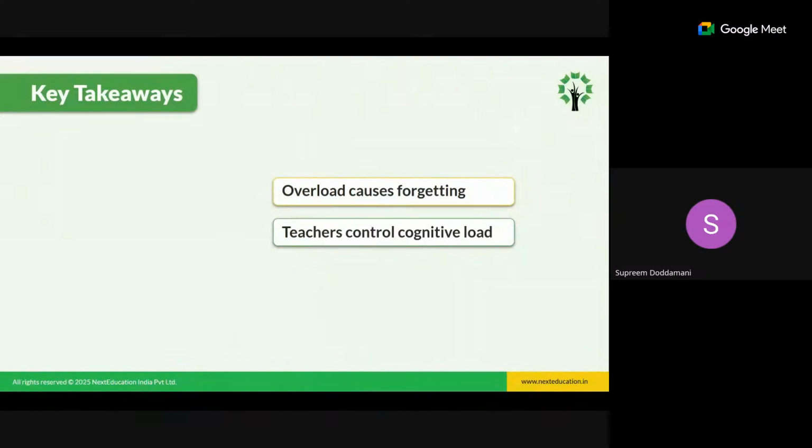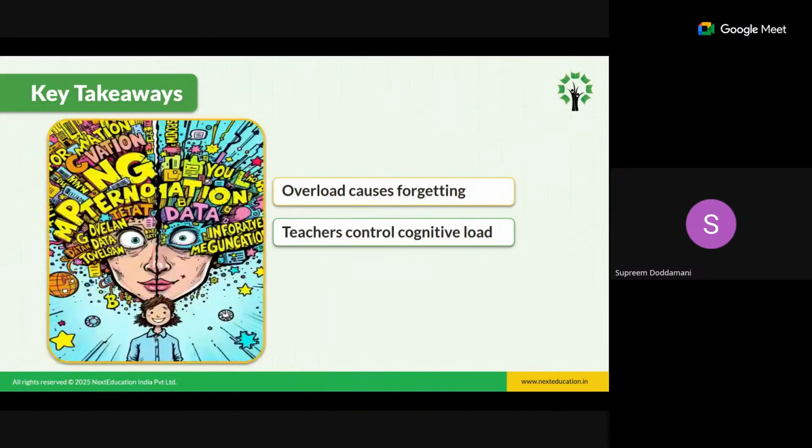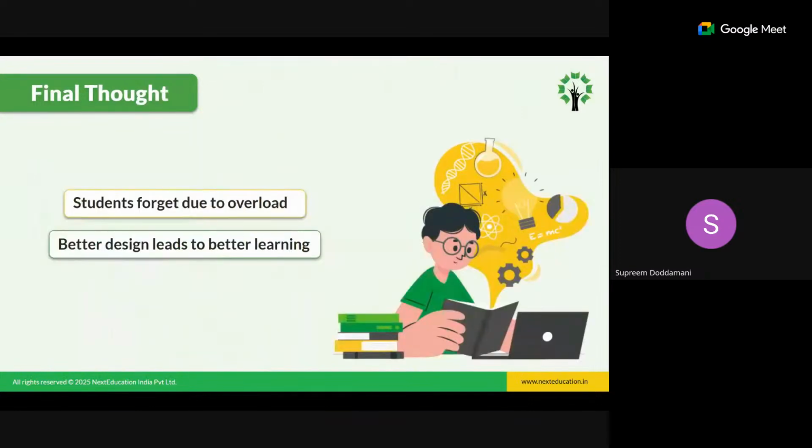Key takeaway: overload causes forgetting. Teachers control cognitive load. Everything. This cognitive load depends on the teacher. No one else can control this. So, final thoughts: students forget due to overload. Better design leads to better learning.